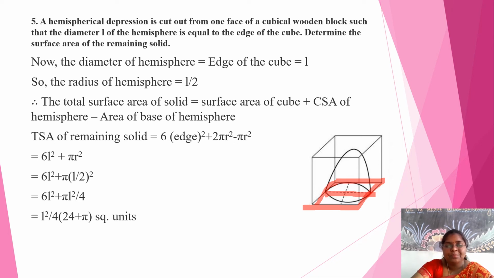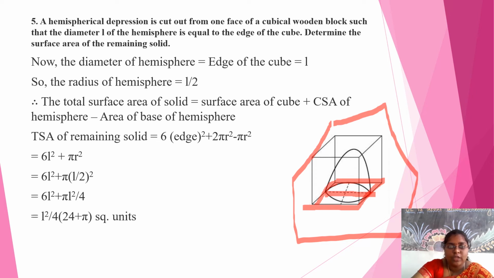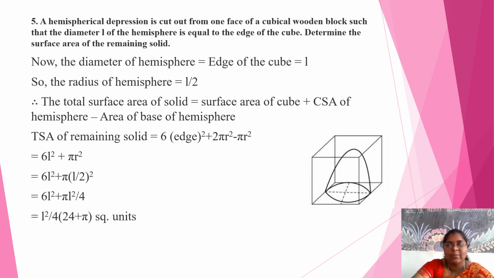How will we find it? First, the surface area of the cube. So here we are having the cube. First we have to find the surface area of the cube plus the curved surface area of a hemisphere. So this is our hemisphere, and the curved surface area we have to find. Like our previous problem, we don't want the base of the hemisphere, because the base area only we are cutting out from the cube. So there is no need of the base, so we subtract the pi r square. That's it.